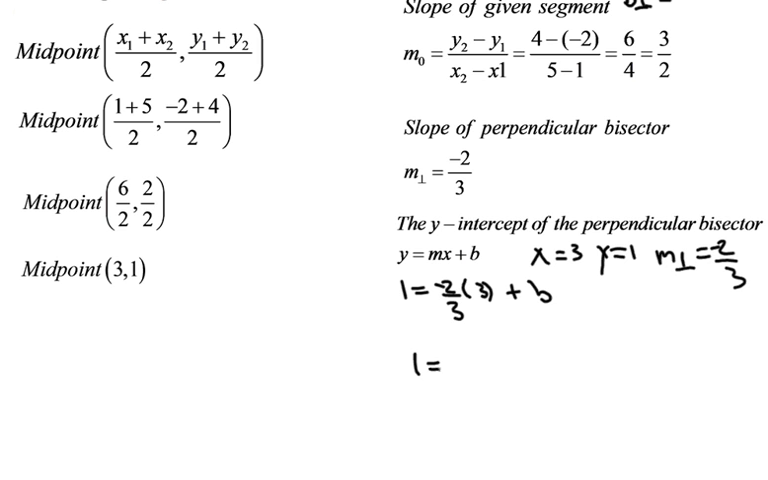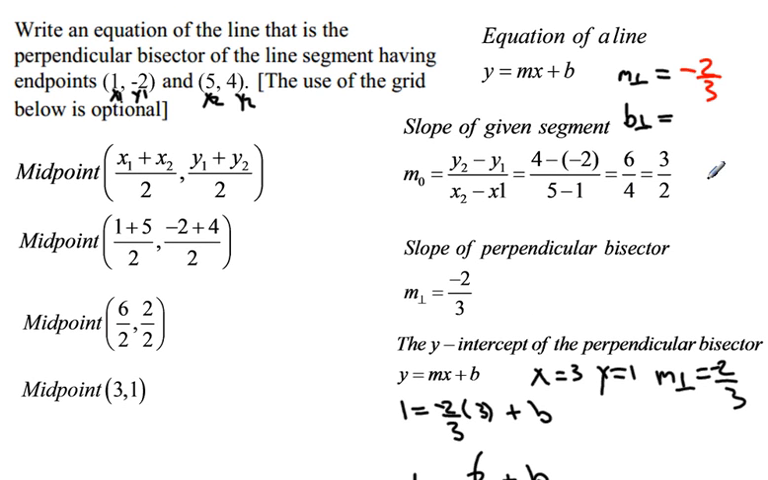So you get 1 equals 3 times negative 2 is negative 6. Negative 6 divided by 3 is negative 2. So you get negative 2 plus b. You just multiply the numerators and divide the result by the denominator. You add 3 on both sides. Excuse me, not add 3. I apologize. You're supposed to add 2 on both sides. These will cancel out. 1 plus 2 is 3. 3 equals b. So I got the b of the perpendicular bisector.